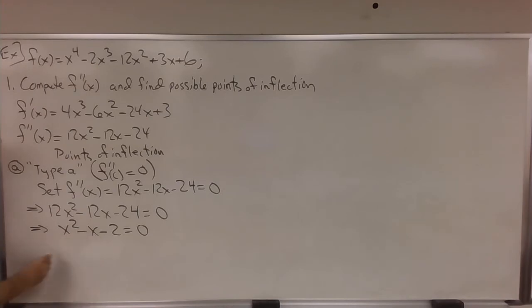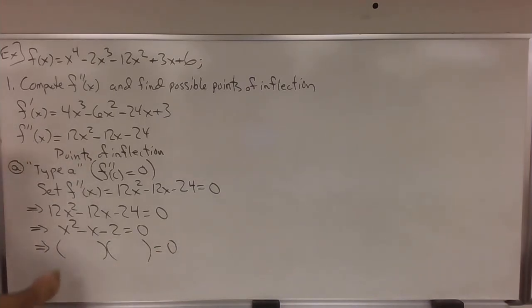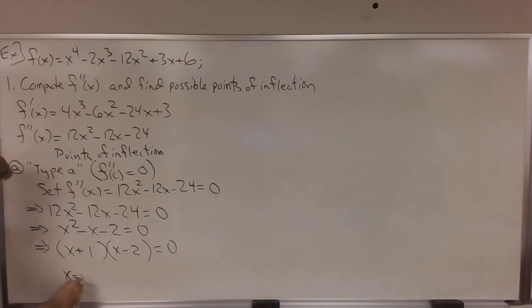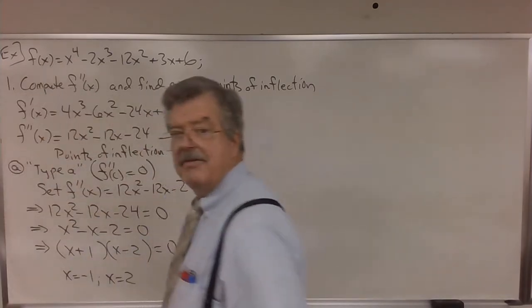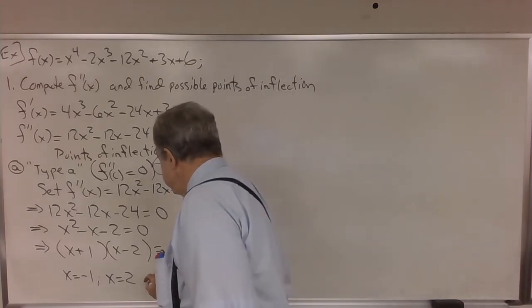Okay, now I can factor this. This monster, I don't know if I could have factored that or not. And I think I have (x plus 1)(x minus 2). Am I right? Let's see. Plus x minus 2x is negative x. Yes. x equals negative 1, x equals 2. And I'm going to say that these are candidates for points of inflection.